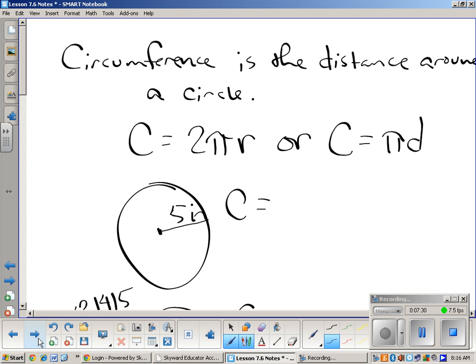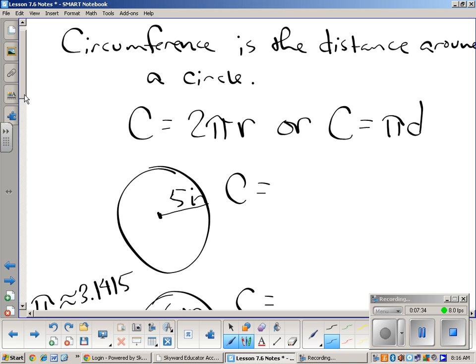Circumference is the distance around the circle. Two formulas for circumference, you've seen that before.